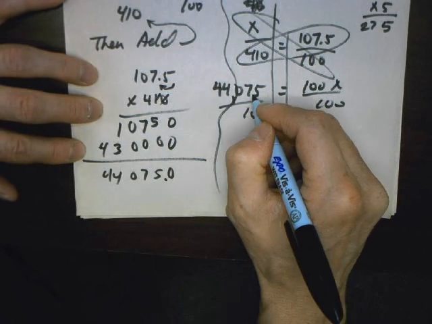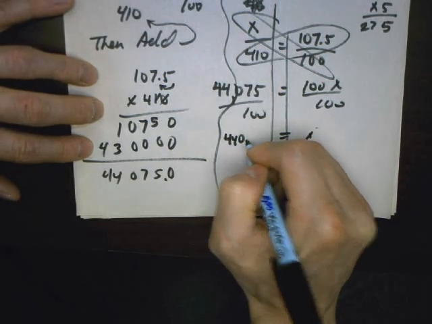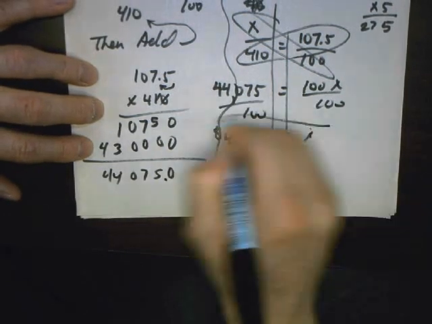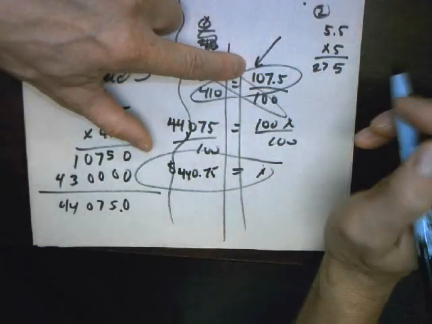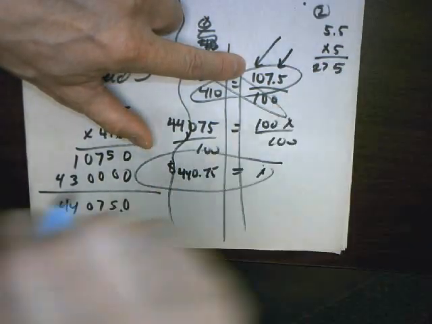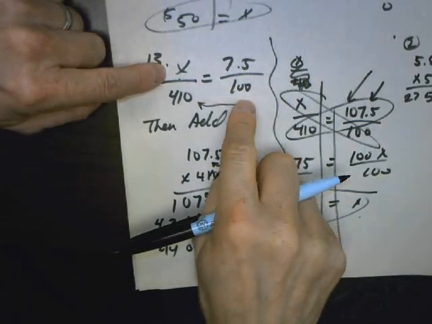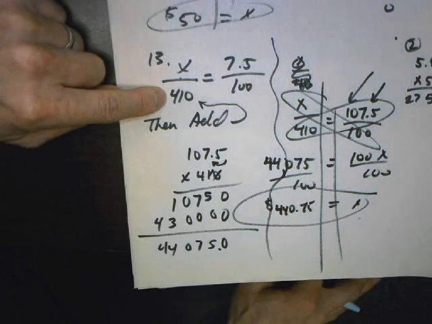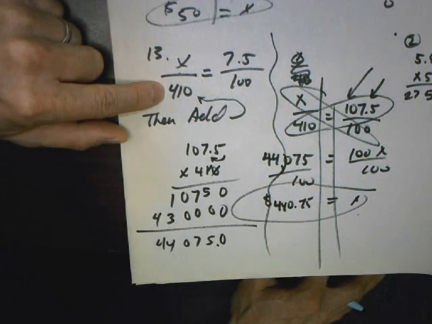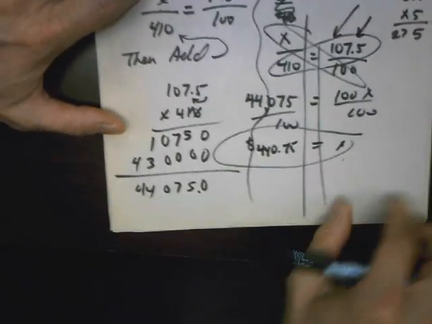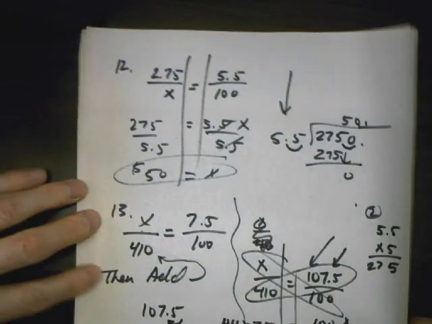Dividing by 100, I just move the decimal 1, 2 times, or $440.75 is what I'll pay when I include 100% or the original price plus 7.5% or the sales tax. So I did it all in one shot. Now, if you want to do it this way and add that on later, find 7.5% of 410, and then add it on to 410, you're going to get the same answer. So either way is okay.